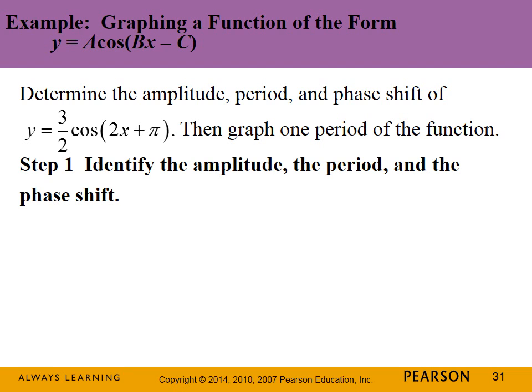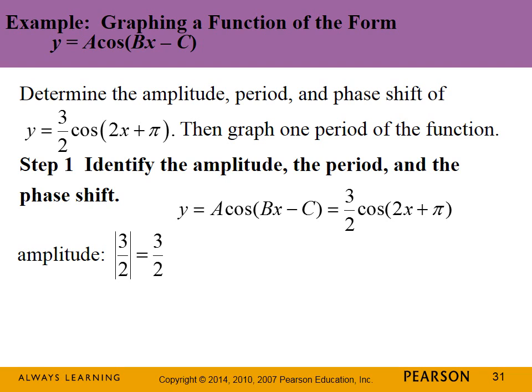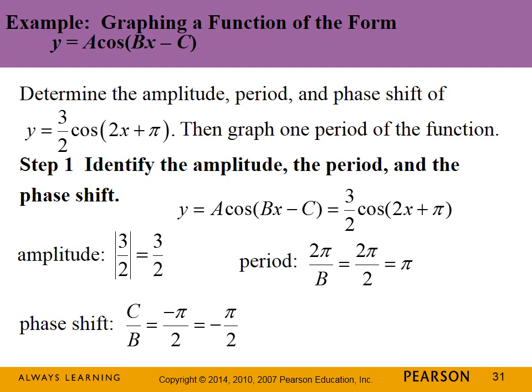First, we're going to identify the amplitude, period, and phase shift. The amplitude is the absolute value of A, which is 3/2. The period is 2 pi divided by B, which in this example comes out to pi, 2 pi divided by 2. And the phase shift is C over B, which is going to come out to be -pi over 2.